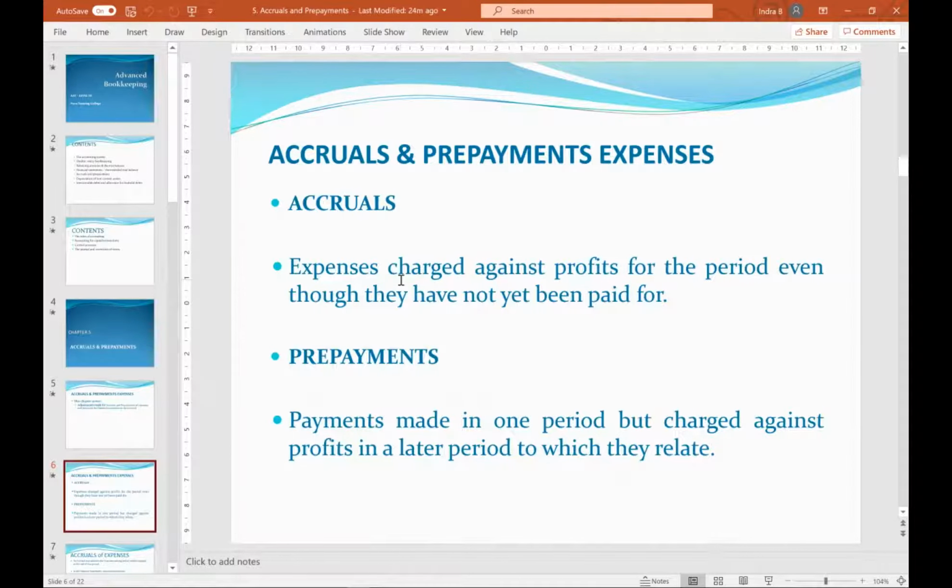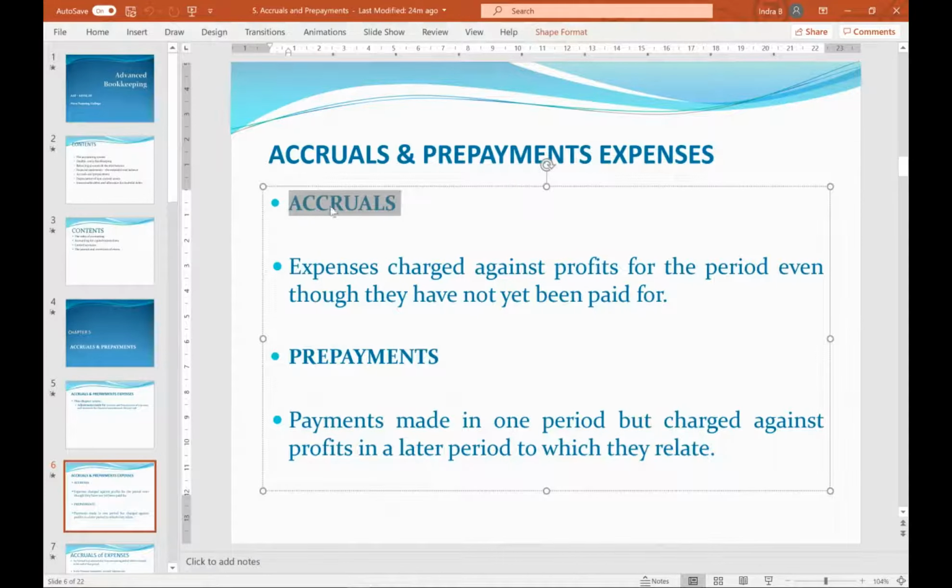Why do we do so? This is because of the accrual concept of accounting, whereby the accounting system says whatever expenses are related to the year, they must be shown in the accounts related to that year, so that we can show the exact, correct profit for the year. Okay. So that is the purpose of this adjustment.